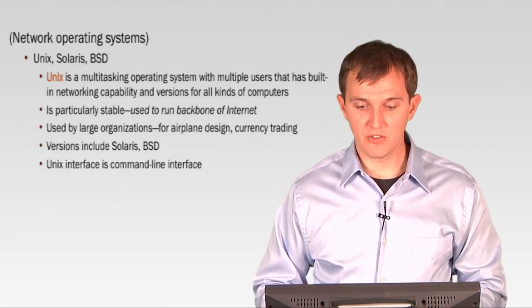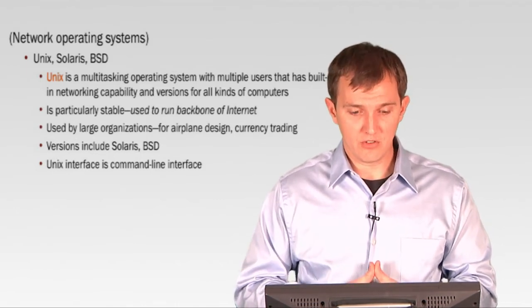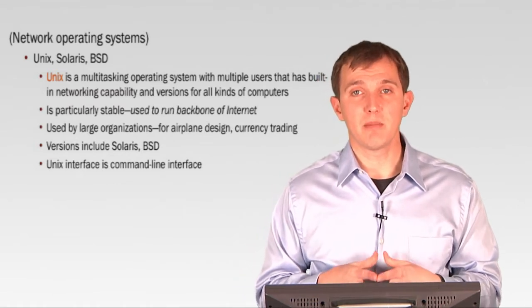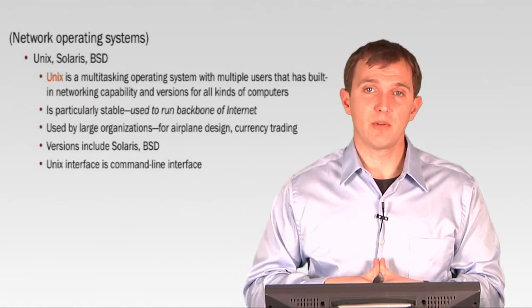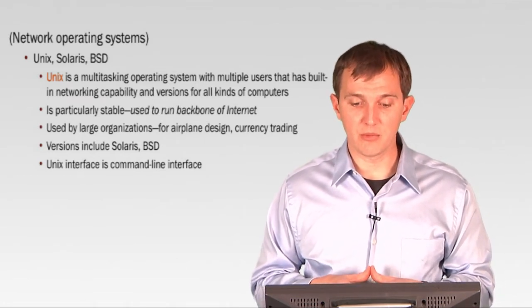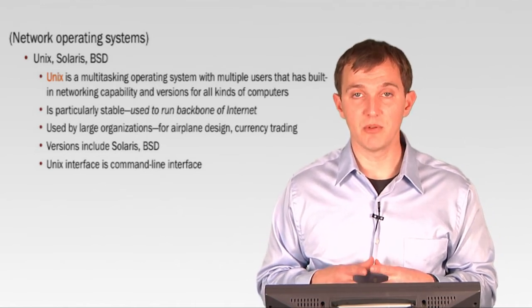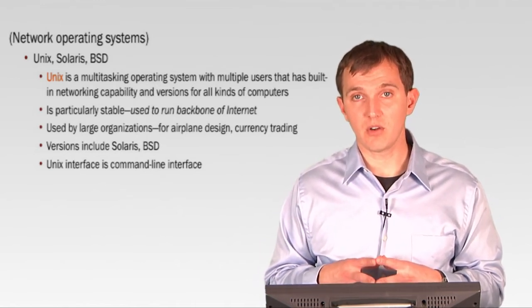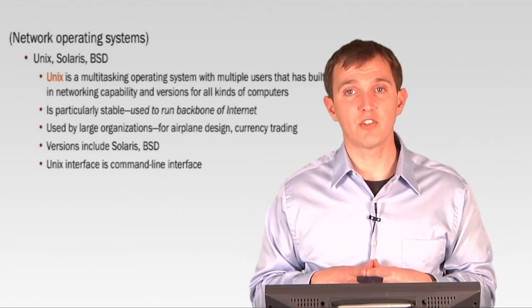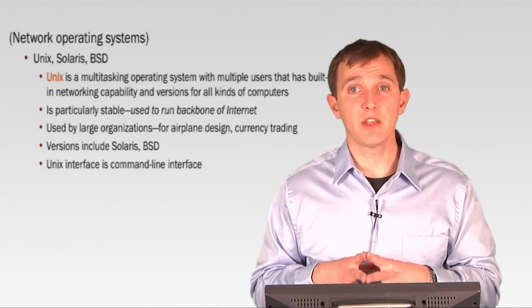Unix. Unix is interesting in that Mac actually runs on Unix, and Unix is a very sturdy platform that the Mac operating system converts into Unix commands to execute the instructions. But it says here that Unix is a multitasking operating system with multiple users that has built-in networking capability and versions for all kinds of computers. It's an older operating system. It's very secure. And Mac was actually considered very secure because it ran on Unix.